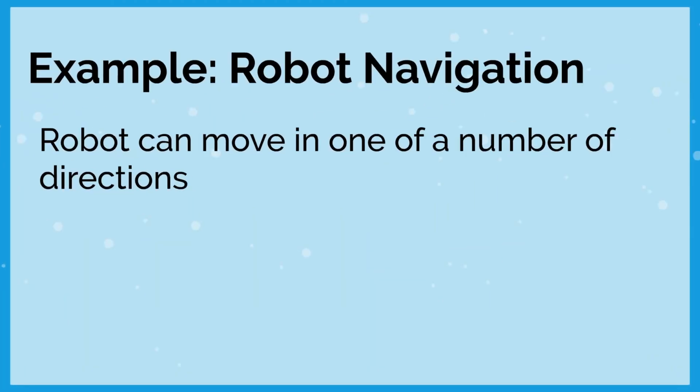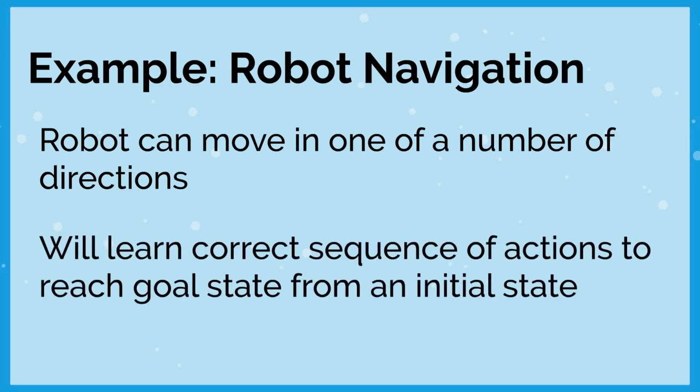Another example of reinforcement learning would be robot navigation. So a robot can move in one of any number of directions. How each individual move is made isn't as important as long as it meets its final goal. So it'll learn the correct sequence of actions to reach the goal state from the initial state, and reaching that goal state is what's important. We're certainly going to try to optimize our route to the goal state. We want to reach the goal state as efficiently as we possibly can.